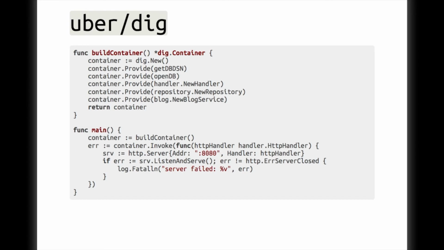Usage is quite simple. As I showed you on the previous slide, we first create a container and populate it with so-called providers. Providers are the constructor functions that will create a given type of dependency, and then we can invoke. In this example, I invoked a function that requires an HTTP handler. So the container tries to find a function that will create this kind of type and returns it to me.